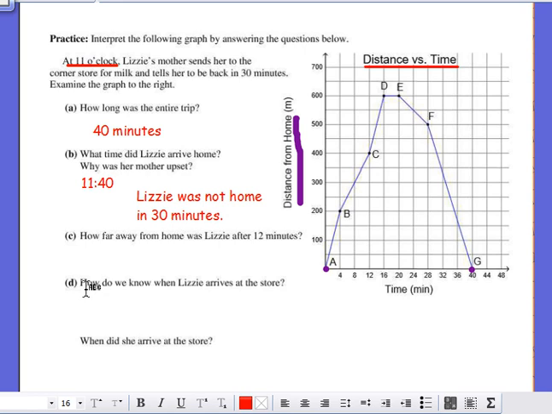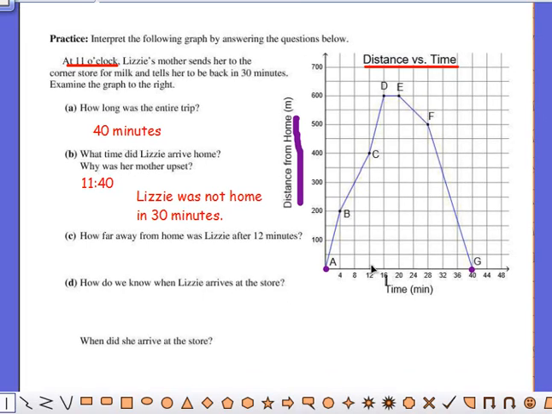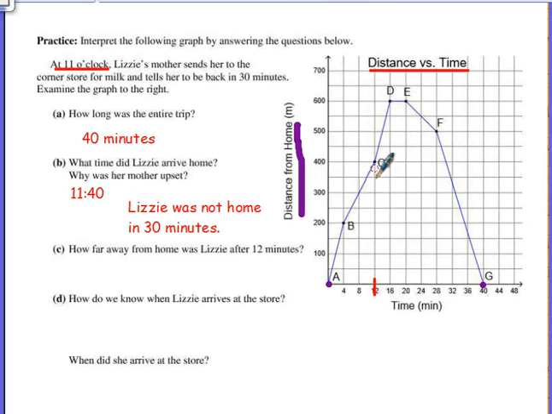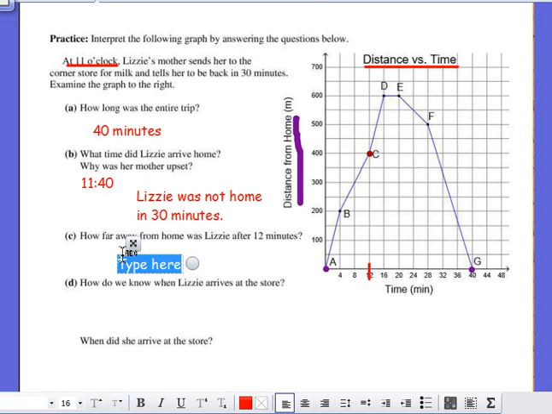Question C. How far away from home was Lizzie after 12 minutes? So that means that you should go to the 12-minute mark on your graph and go up to where the graph hits at that point. Go across to your distance, and she was 400, looks like meters away.